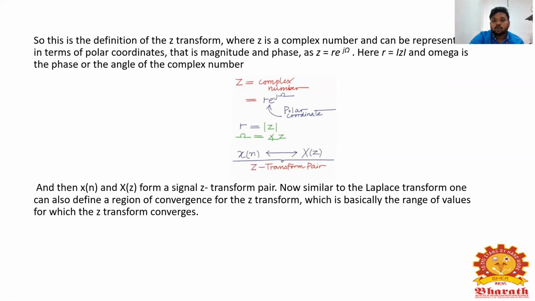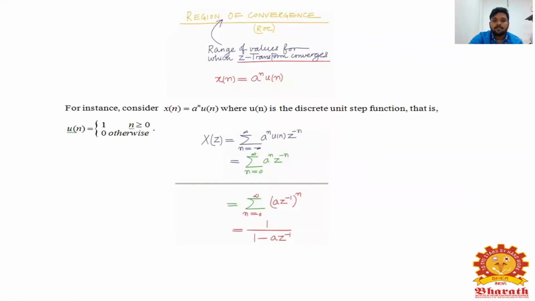Now, similar to the Laplace transform, one can also define a region of convergence for the Z transform, which is basically the range of values for which the Z transform converges. We shortly call it the ROC. Let us consider x of n is equal to a power n u of n, where u of n is the discrete unit step function.